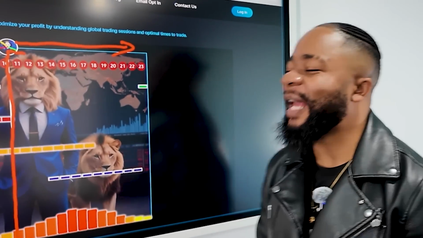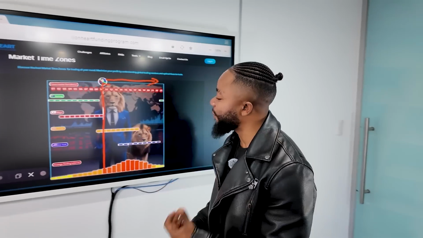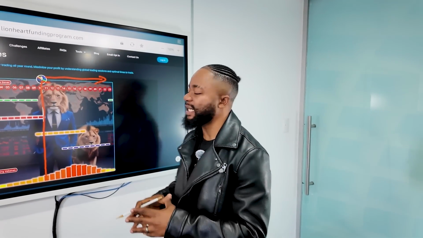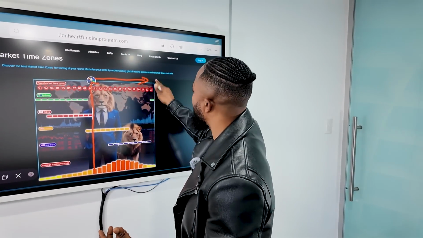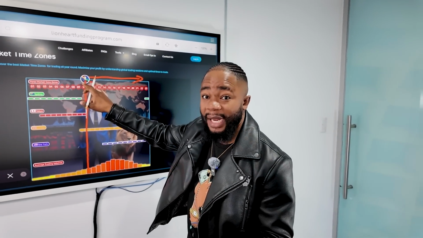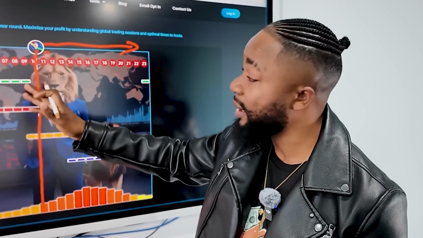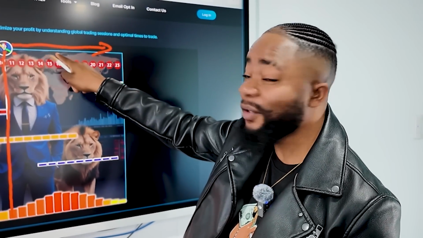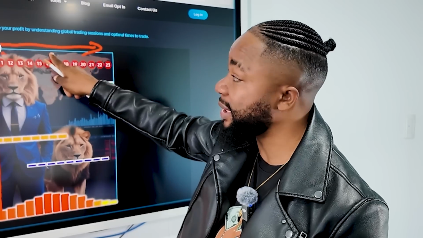This tool is very, very powerful, and the developers in Lionheart Funding Program were able to put it in a very concise and a very beautiful way. You can see. So this line, as the time is going, this line which represents the active market sessions, is going to be moving together with the time. It's moving together with the time, 24/7. It doesn't sleep. Good.